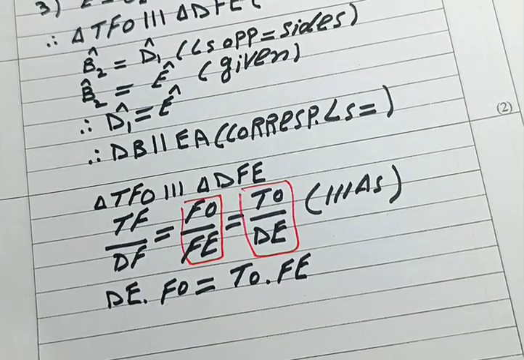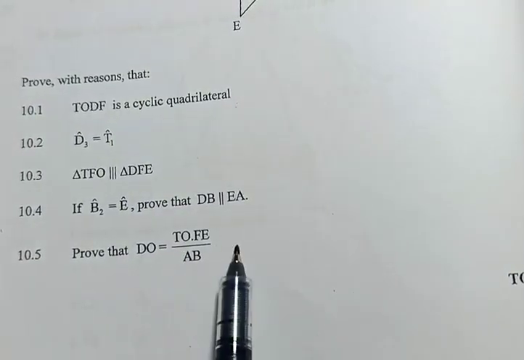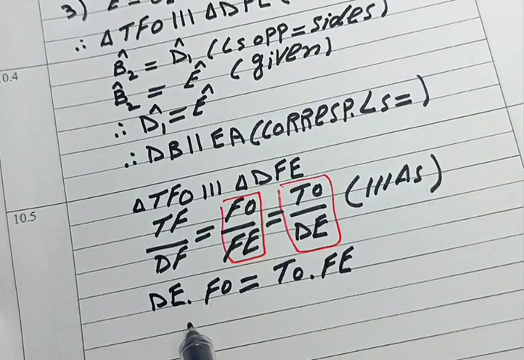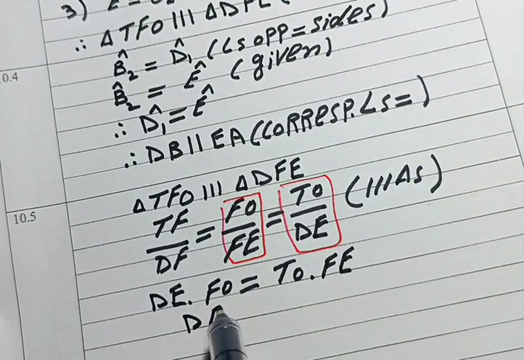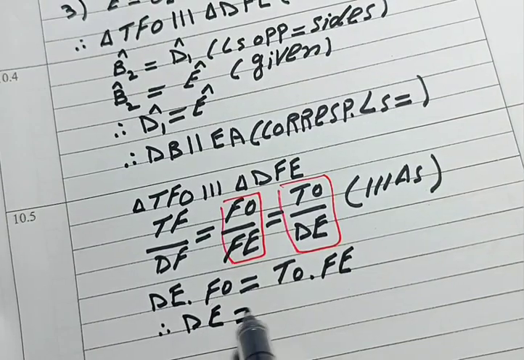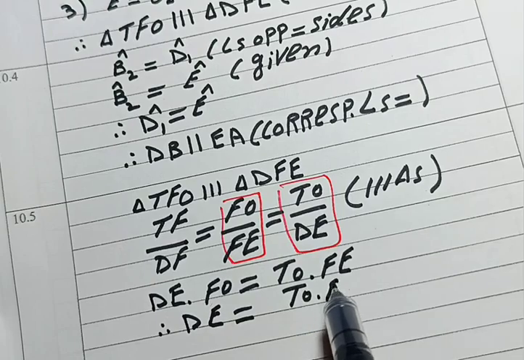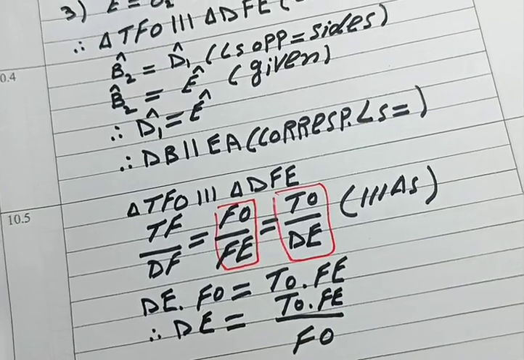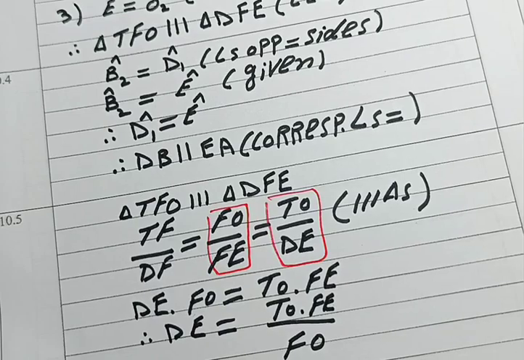Now I need TO and FE to be on top. So I can isolate DE only. That's the way I can pull them up. Therefore, TO multiply FE must be on top, divided by FO. So this is my first result. I get DE here now.